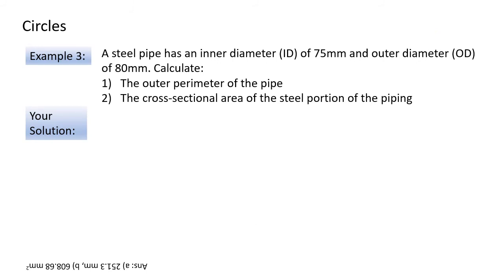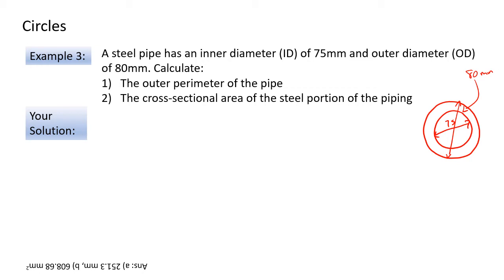So let's look at our first example. A steel pipe has an inner diameter, or ID, of 75 millimeters and an outer diameter of 80 millimeters. So calculate 1, the outer perimeter of the pipe, 2, the cross-sectional area of the steel portion of the piping. Okay, so we've got a pipe, plain and simple. The inner diameter is 75. The outer diameter is 80 millimeters. In other words, a 3-inch pipe. Okay, if you wanted to talk in imperial.